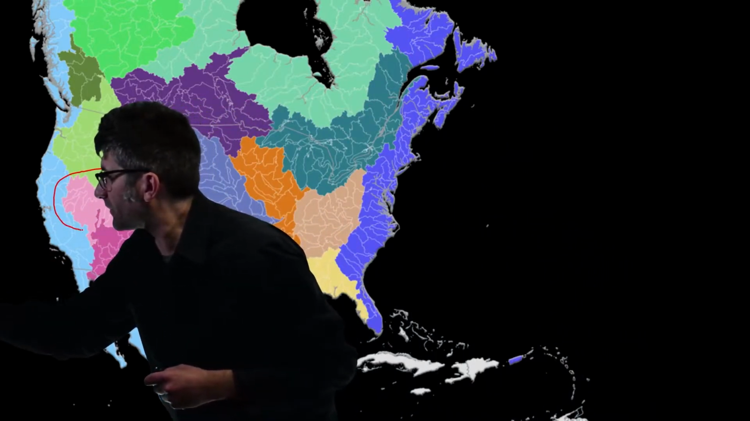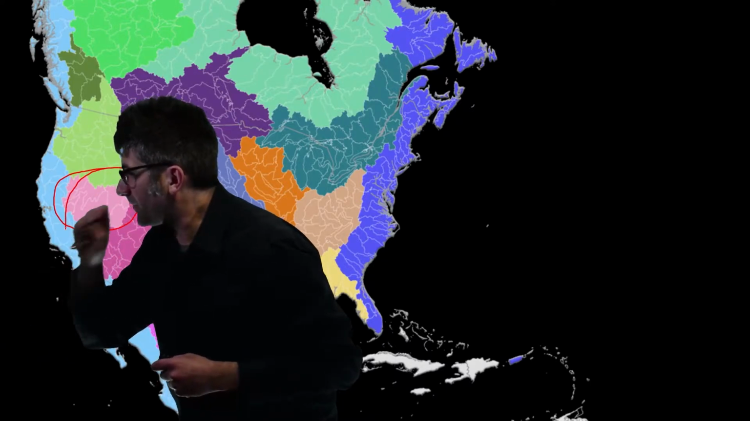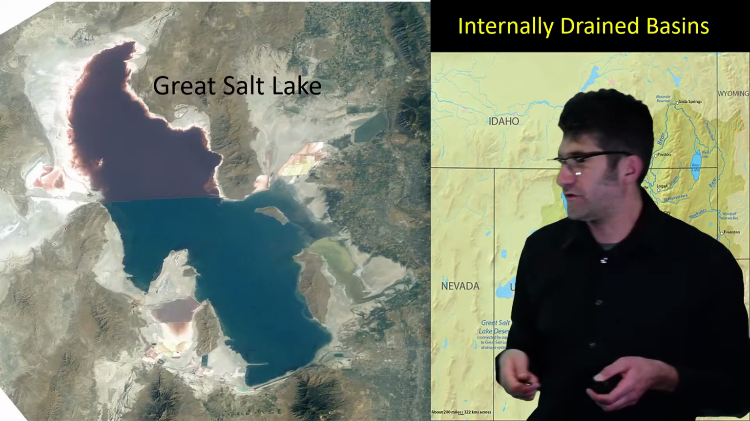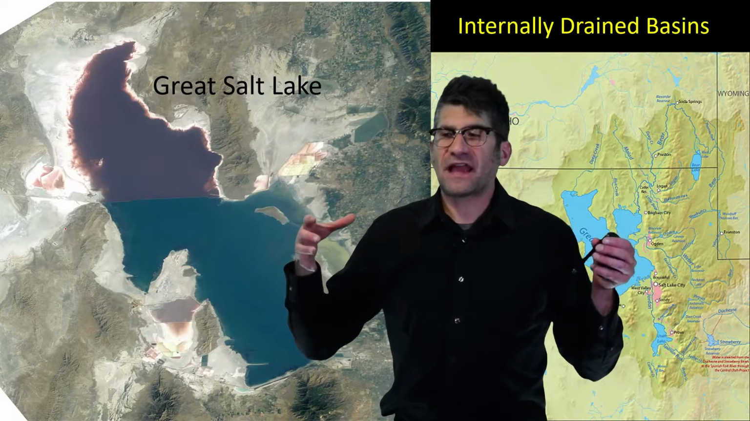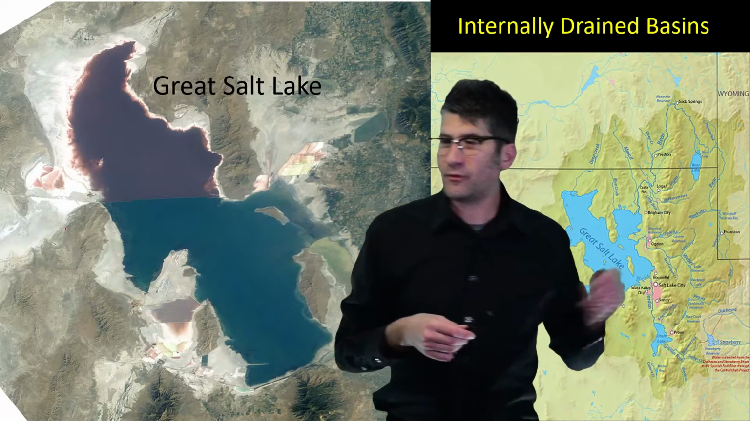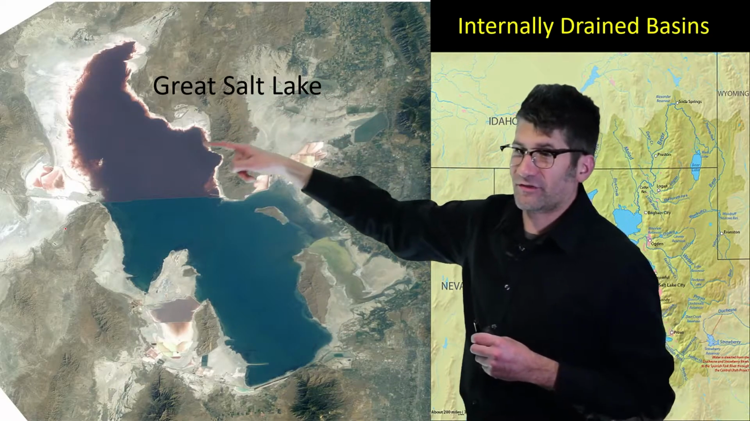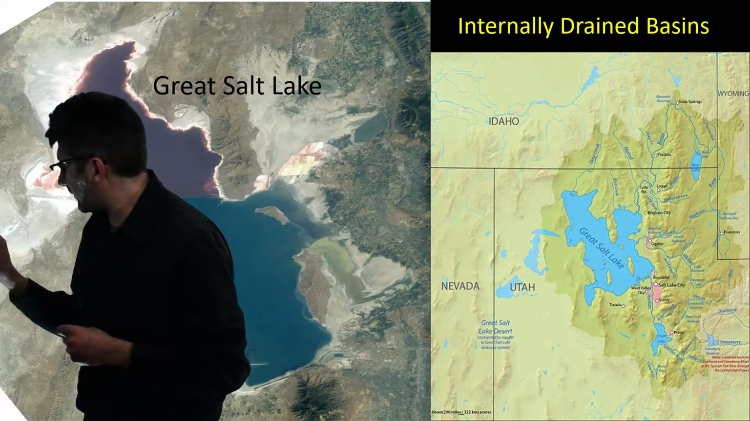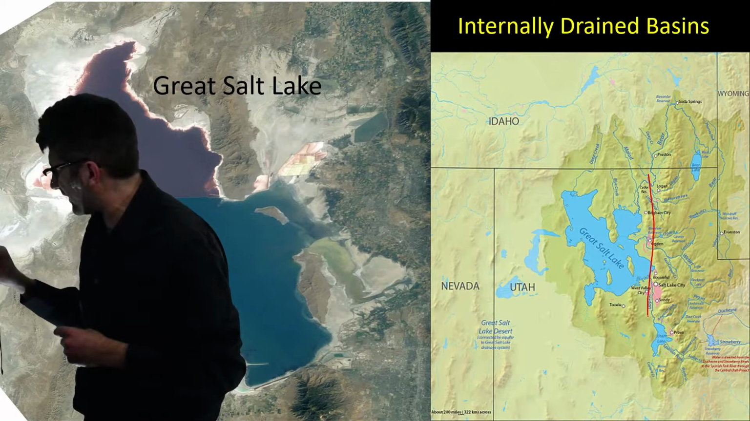I want to note a really interesting feature here that we see in the middle of the Western United States, this pink area right here. Everyone see what I'm circling? Notice that there doesn't appear to be a link to this to another drainage basin draining out. That's what we call the Great Basin, and the Great Basin is an internally drained basin. So internally drained basins are basins that have no outlet. And so a great example would be the Great Salt Lake. So here's the Great Salt Lake on the west side of the Wasatch Range here in Colorado. So in Utah. So here's the Wasatch Range right here.